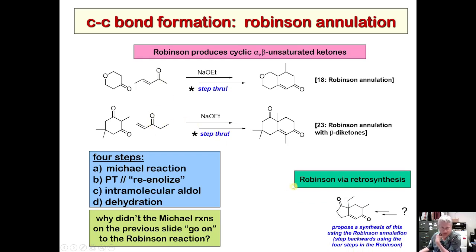And if you want to practice a Robinson going backwards, try this one. This is a good maybe final exam style problem. I mean, you may see something like it. It's not necessarily going to show all the steps, but if you can practice this and get it, then any kind of Robinson on the final you'll get. It says propose synthesis using Robinson annulation. Step backwards using the 4 steps. All right.